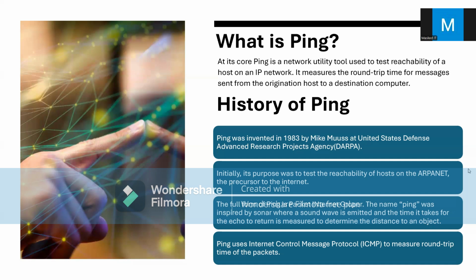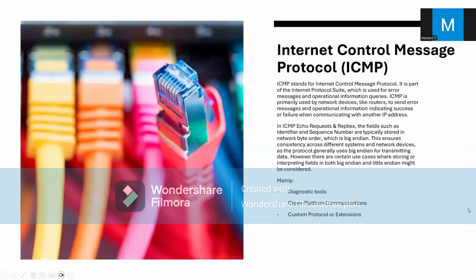So how is ping able to achieve that? Ping generally uses the ICMP protocol in the backend, which helps it to send an ICMP echo request to the destination, and then if the destination is able to process that packet, it would be sending an echo reply. Inside that echo request, it contains various fields like identifier and sequence number.